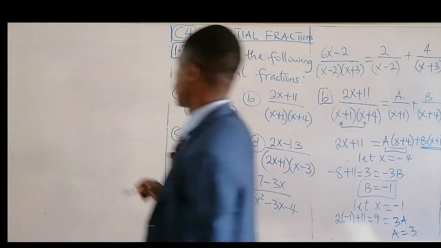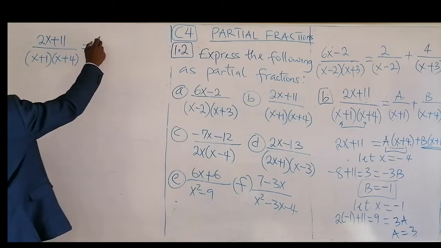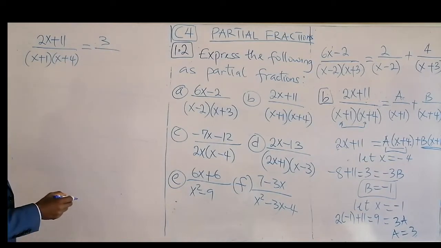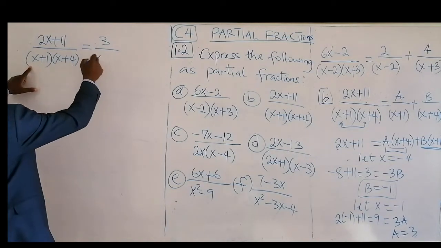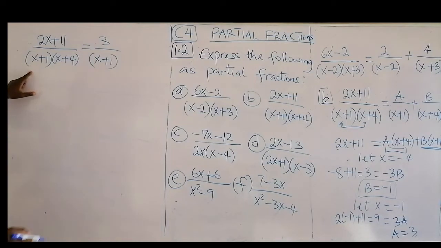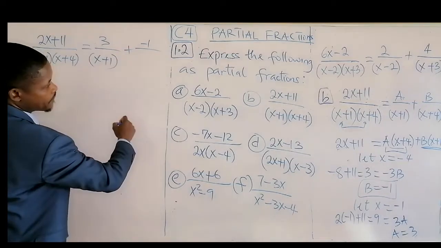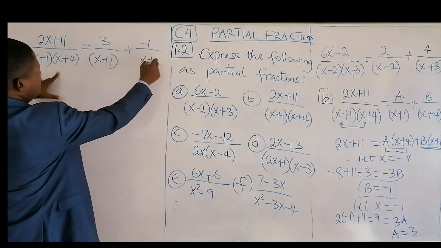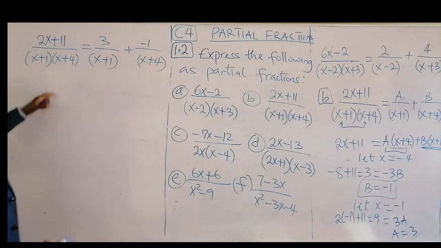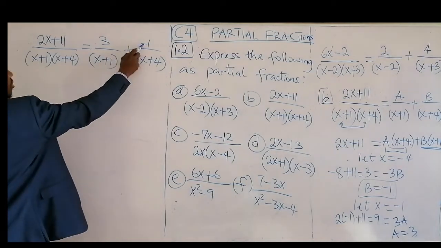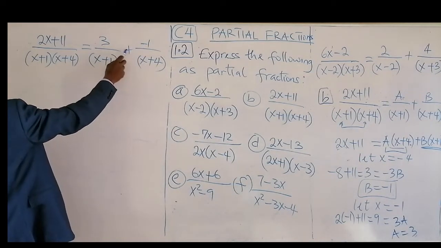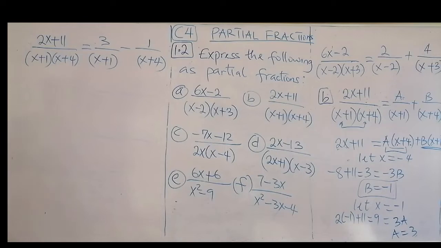Okay, so we now have 3 over x plus 1. Then the b is minus 1, so that will be plus minus 1 all over x plus 4. And if you want to do it better, plus minus, this thing will just change to what? To minus. So then we go to C part.